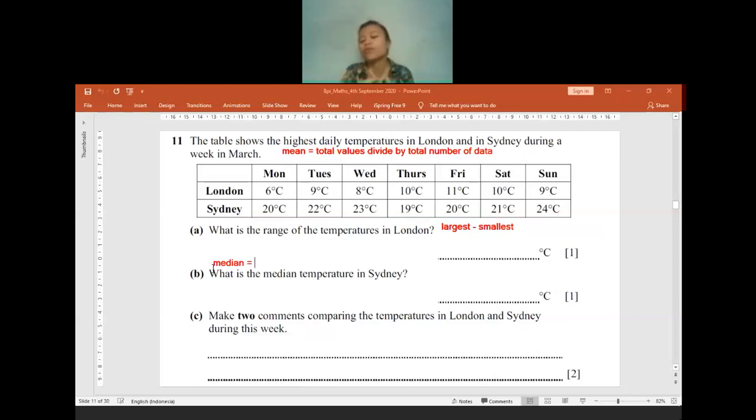Now, for question B, we have to find the median. Before we find the median, is there anyone who still remembers what median is?